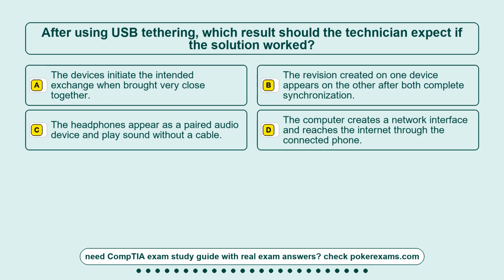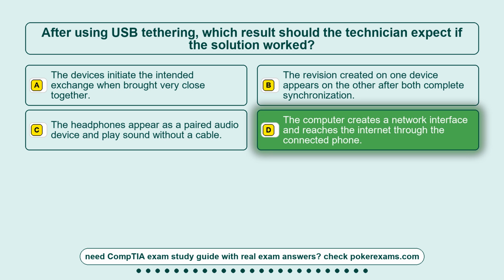Question 10. After using USB tethering, which result should the technician expect if the solution worked? Option A. The devices initiate the intended exchange when brought very close together. Option B. The revision created on one device appears on the other after both complete synchronization. Option C. The headphones appear as a paired audio device and play sound without a cable. Option D. The computer creates a network interface and reaches the internet through the connected phone. The correct answer is option D.